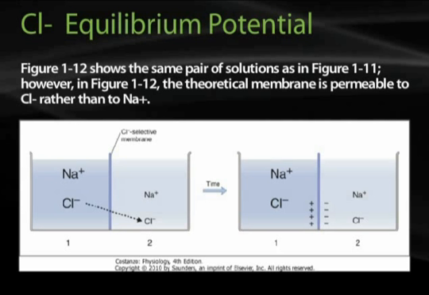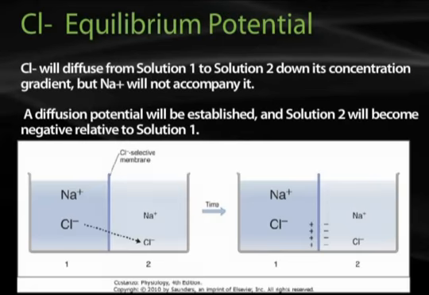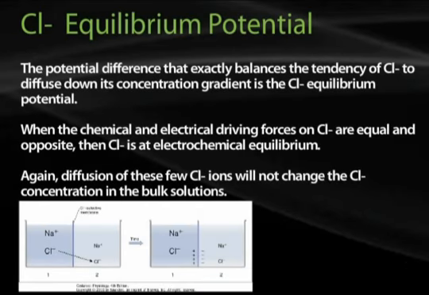Figure 1-12, also shown on page 16 of your book, shows the same pair of solutions as in Figure 1-11. However, in Figure 1-12, the theoretical membrane is permeable to chloride rather than to sodium. Chloride will diffuse from solution 1 to solution 2 down its concentration gradient, but sodium will not accompany it. A diffusion potential will be established, and solution 2 will become negative relative to solution 1.